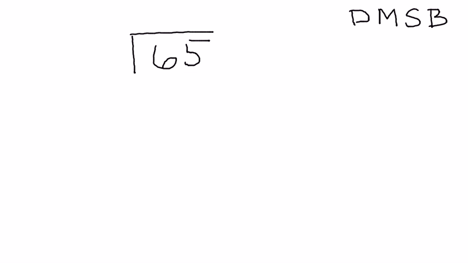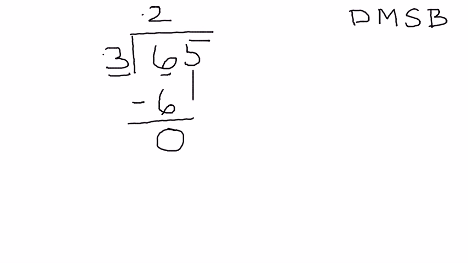Now let's try a problem that does have a remainder this time. Again, let me put my D, M, S, B. And this time I'm going to do 65 divided by 3. I'm just going to change the number a little bit. All right, so divide. Can 3 go into 6? Yes, it can. How many times can 3 go into 6? 2 times. Now I multiply. 2 times 3 is 6. Subtract, and I get 0. Bring down my 5.